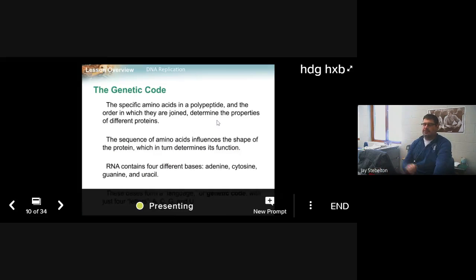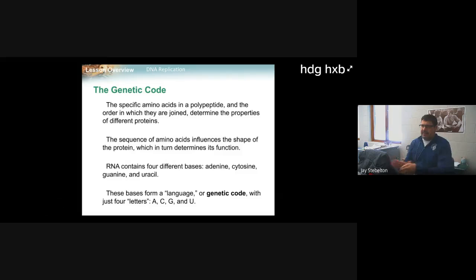Okay, so here's where your genetic code comes into play. The genetic code is the billions of ATCGs that we're made up of. The order of these ATCGs determines the amino acids. So RNA contains 4 different bases: adenine, cytosine, guanine, and uracil. These bases form a language with 4 letters: A, C, G, and U.